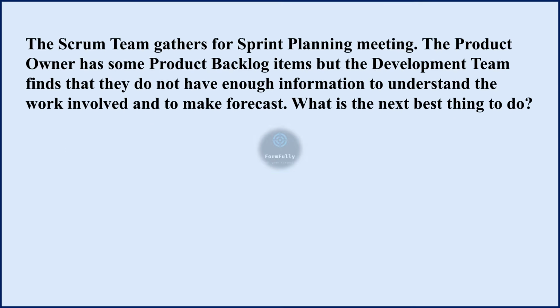Next question. The Scrum team gathers for sprint planning meeting. The product owner has some product backlog items, but the development team finds that they do not have enough information to understand the work involved and to make forecast. What is the next best thing to do?